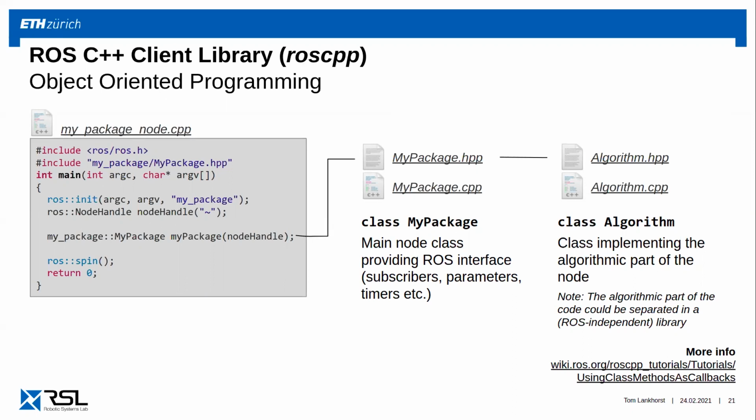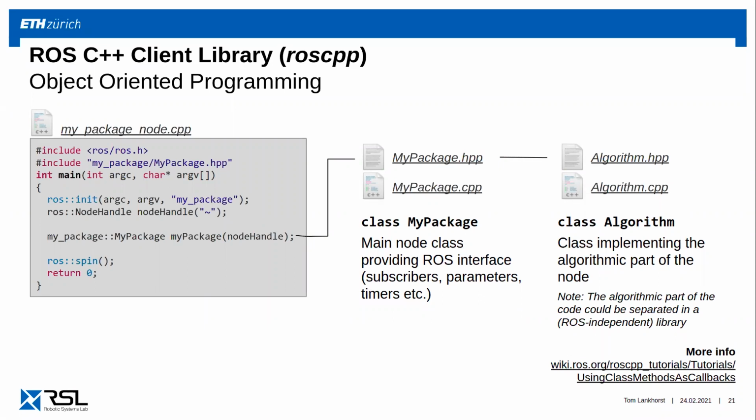As I previously explained, the node handle is the access point to the ROS network, and you can pass it around in your application to give other parts of your application the chance to control the network. By passing it to the MyPackage class, we can give MyPackage the control over our ROS node, over the communication of our ROS node.